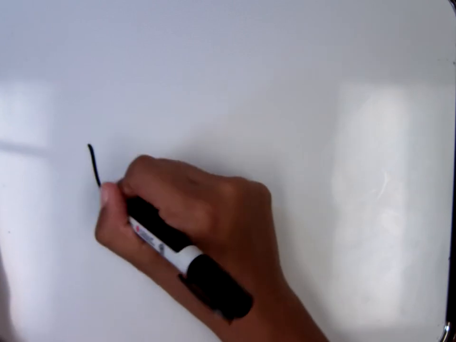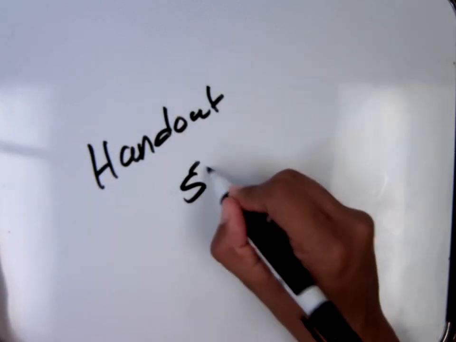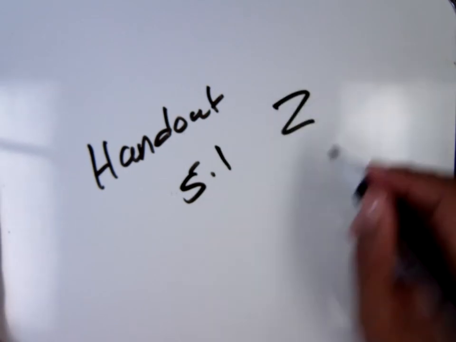Okay, so now we're going to move on to Handout, Creating my own videos, 5.1. Alright, we're going to be talking about z-score.